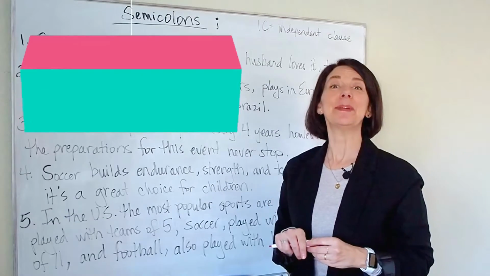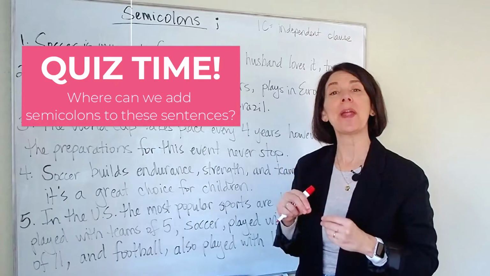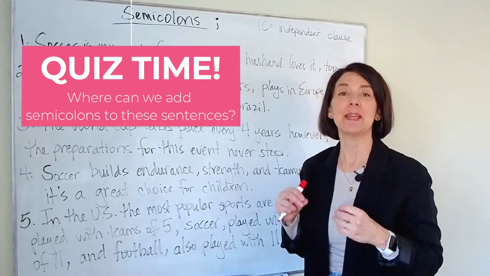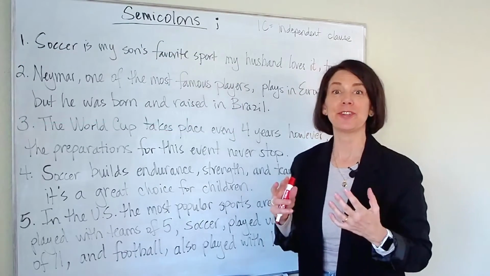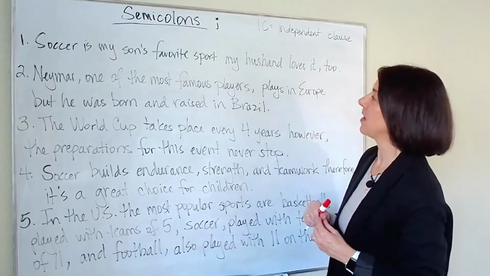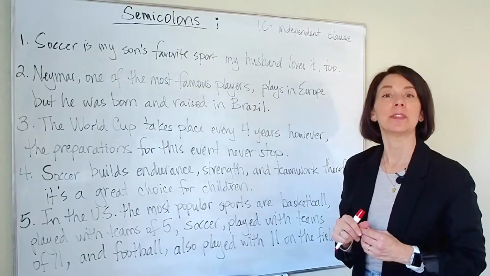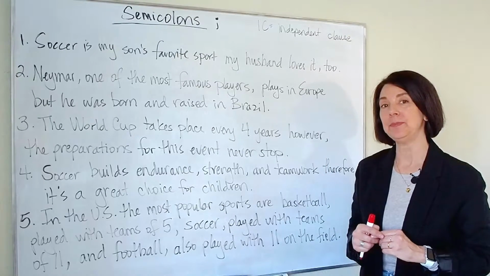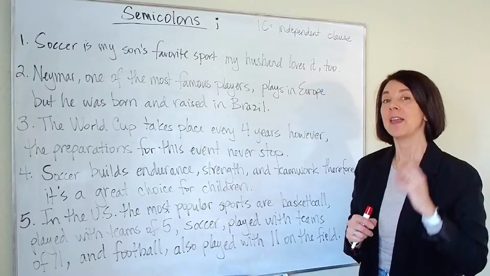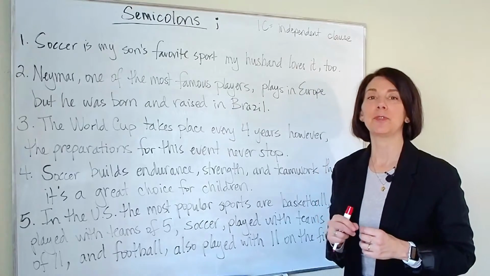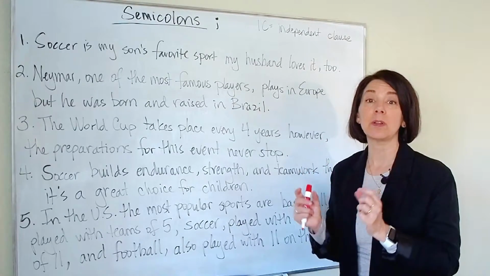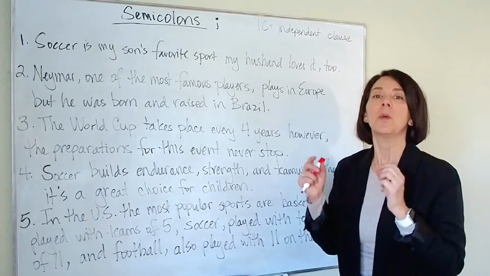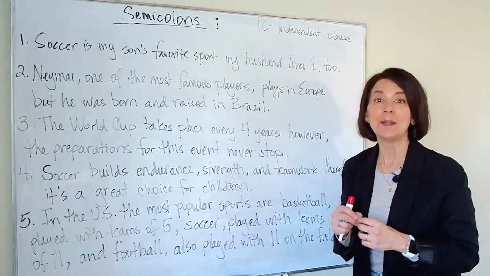So let's look at some example sentences and see where we can add semicolons to make these sentences correct. First, soccer is my son's favorite sport. My husband loves it too. So is there a place here where we can add a semicolon? There is. This would follow the first rule that we can join 2 closely related clauses with a semicolon, to independent clauses.